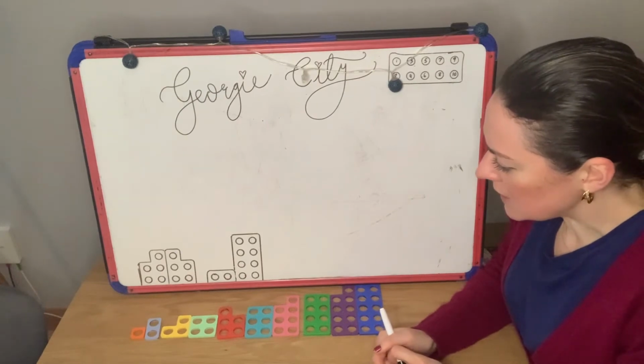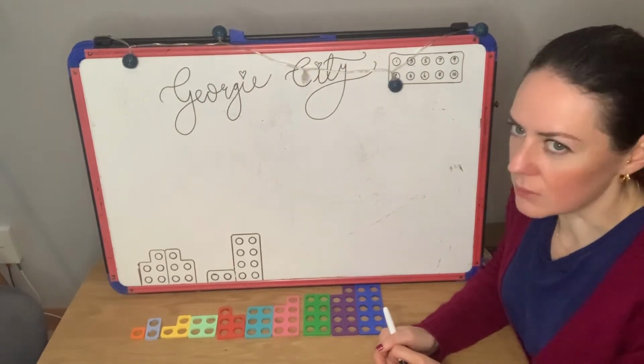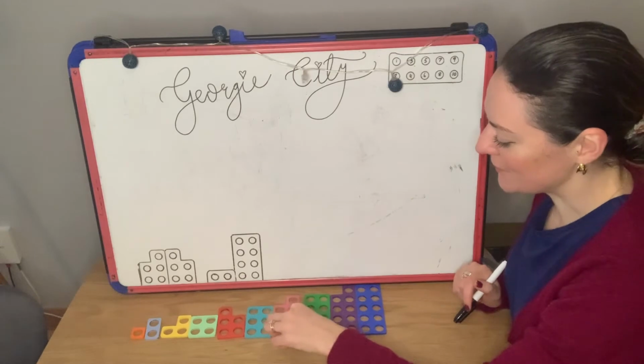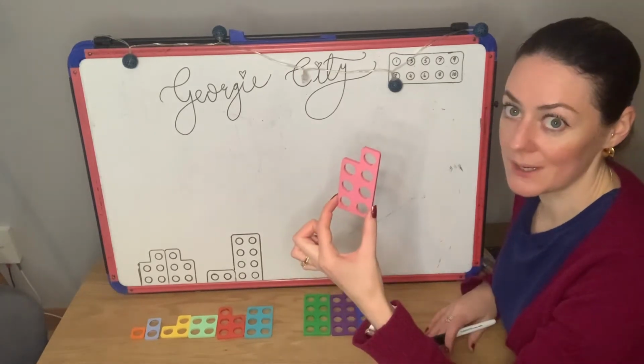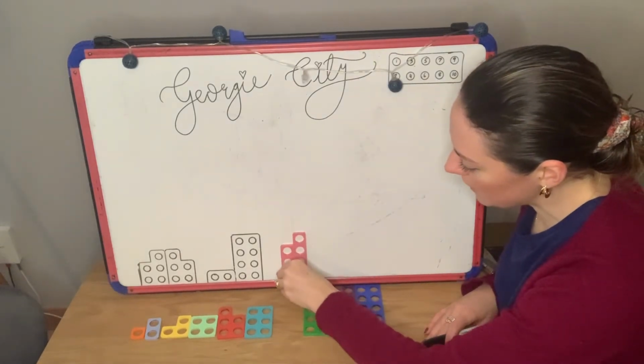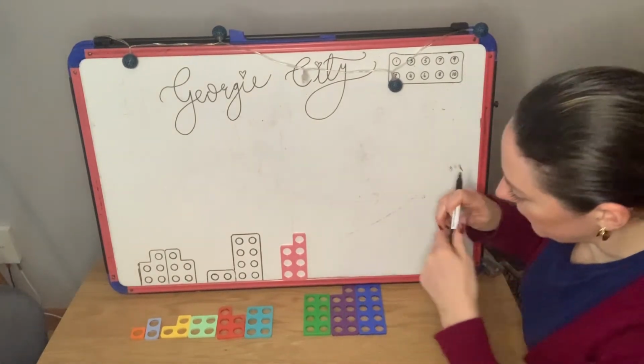Let's see, what can I do next? Oh, I like this combination. I'm going to go for a pink one. I know pink is 7, so I'm going to draw around this one. Okay.